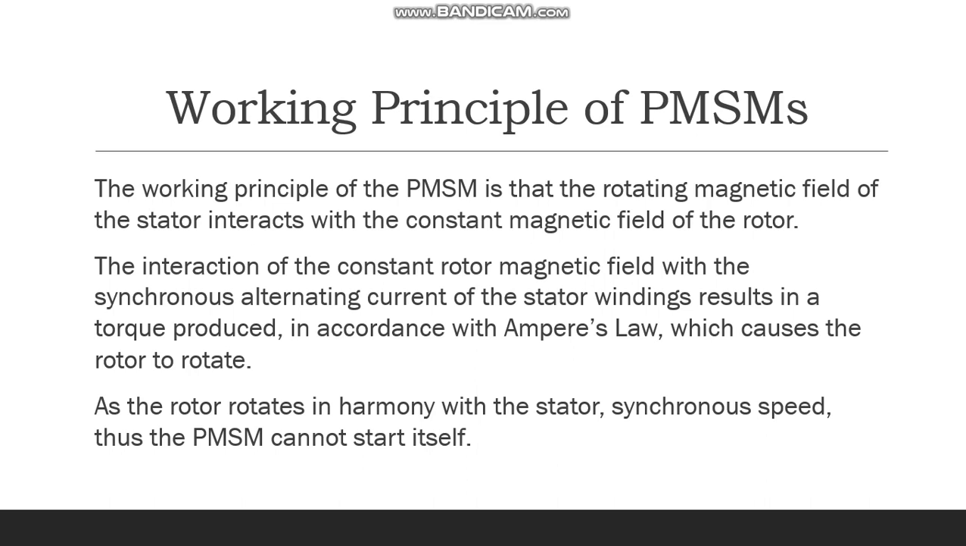What happens is that the rotating magnetic field interacts with the permanent magnetic field, and thus torque is produced. Not via Ampere's law, according to Ampere's law, torque is produced, and that torque allows the rotor to rotate. As the rotor rotates in harmony with the stator, the synchronous speed is generated.